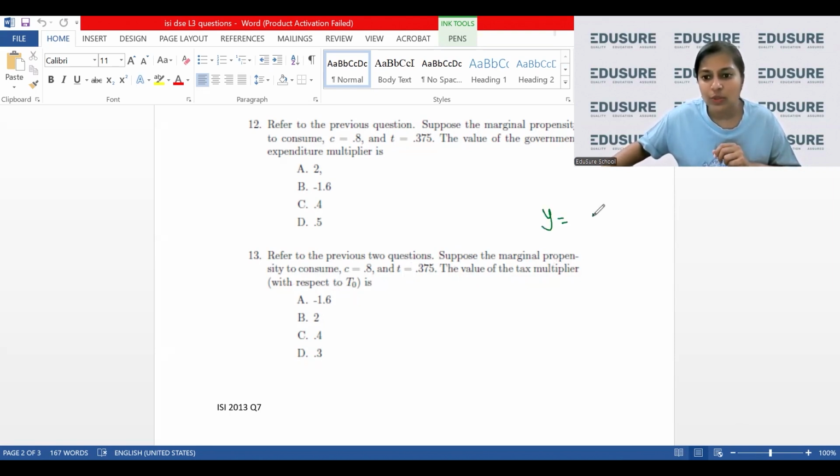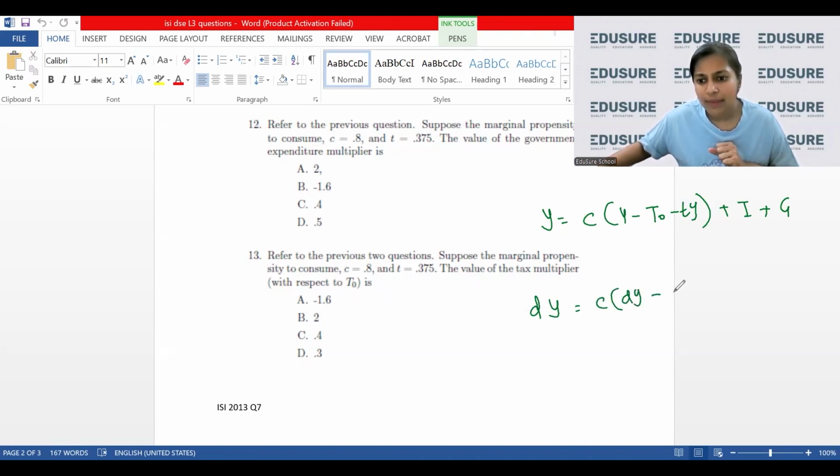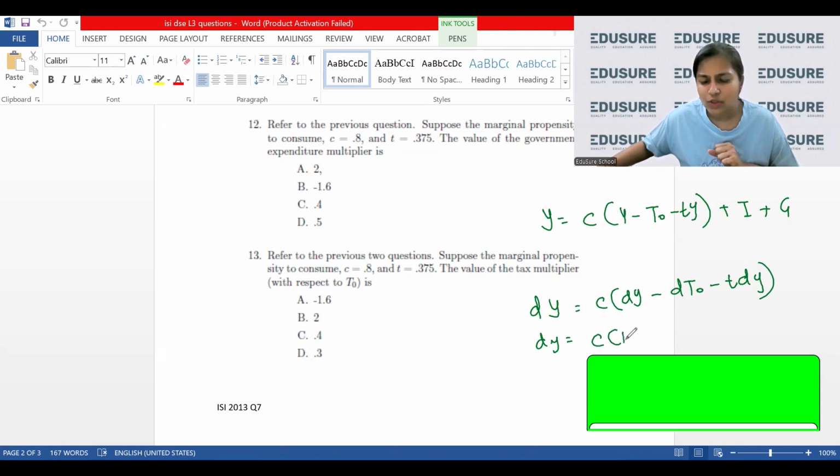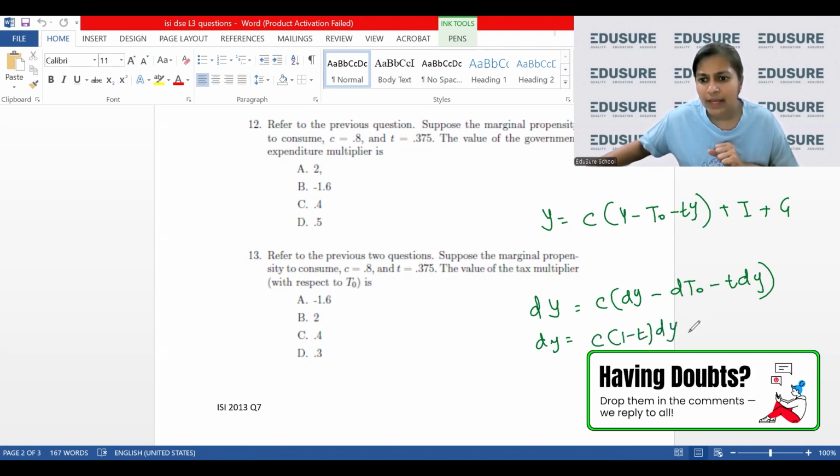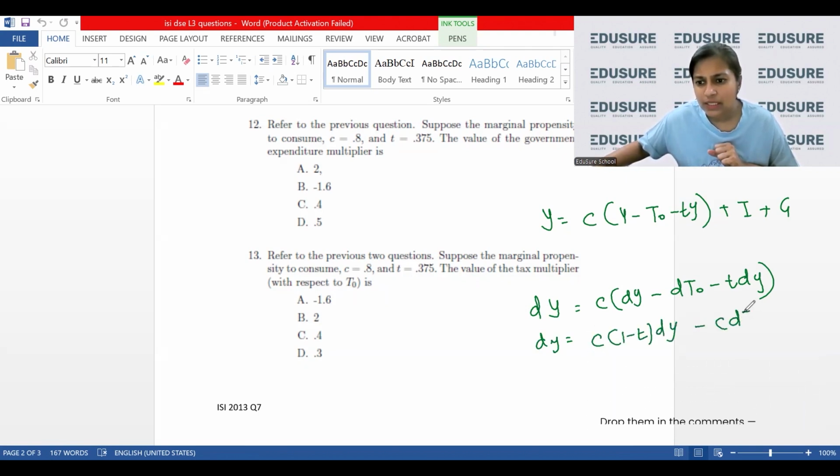So y is going to be equal to small c y minus T naught minus T y plus I plus G. Now for the tax value multiplier, which is T naught, if I totally differentiate, dy is going to be equal to c dy minus dt naught minus t dy, and the rest of the terms are going to be 0. So dy will be c into 1 minus t dy minus c dt naught.